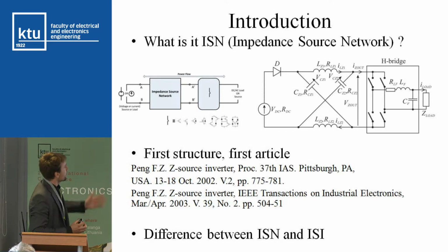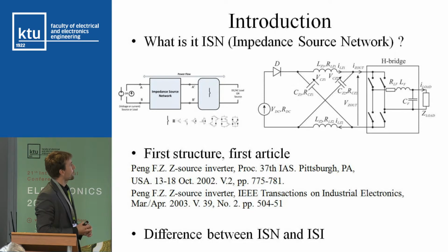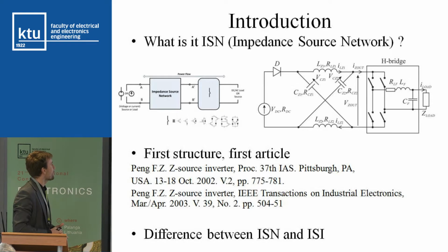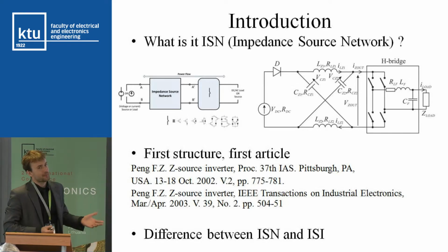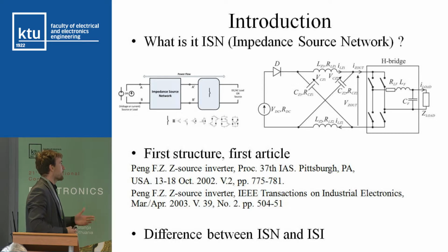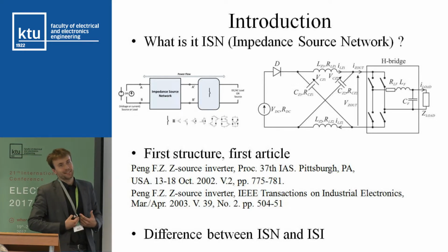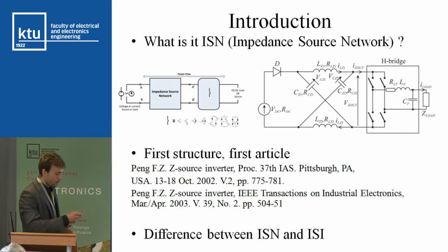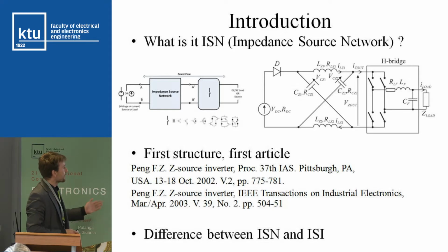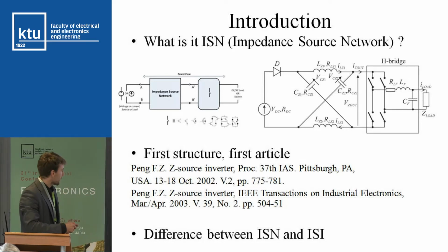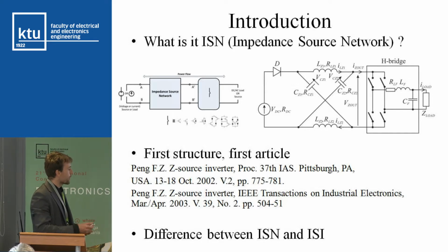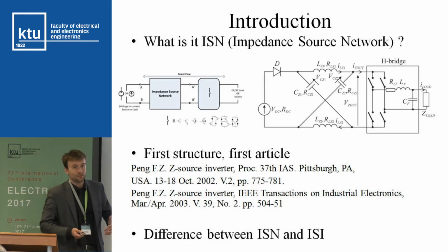Okay, what is it? Impedance source network. It is a new DC-DC converter, and why do I say that this is new? Because the first article was proposed by Professor Peng and called Z-source inverter, in 2002 and 2003. What is the difference between the impedance source network and the impedance source inverter?